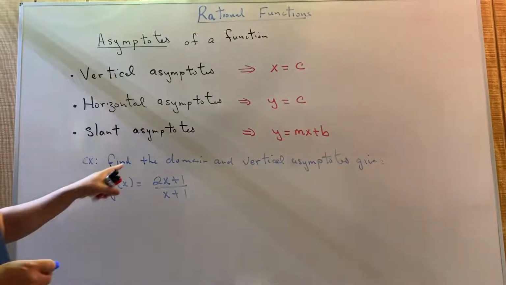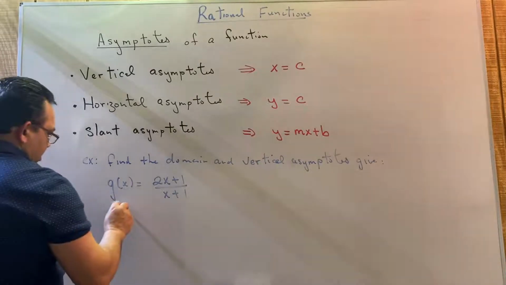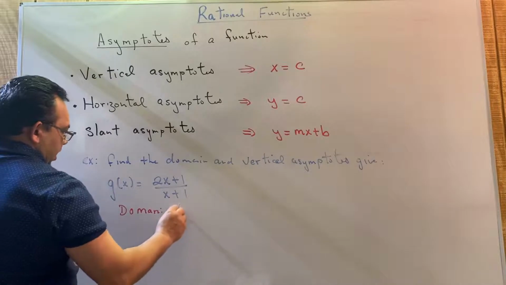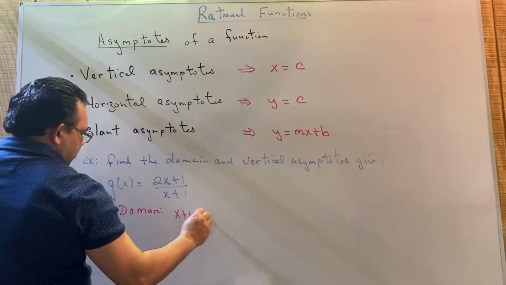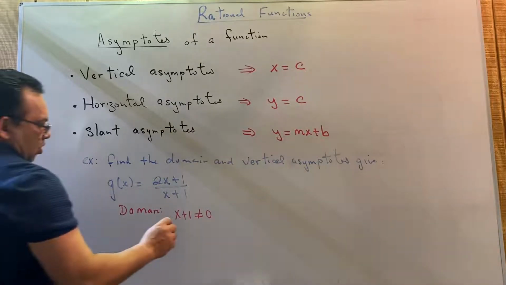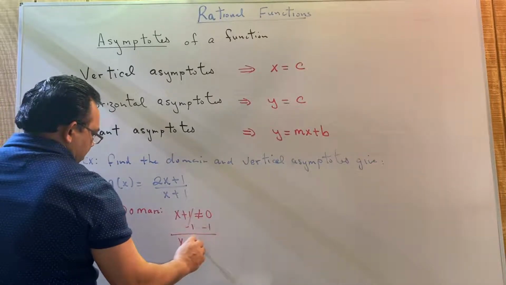Well, we know how to find the domain. For the domain, we said that the denominator cannot be equal to 0. So let's do that first. For the domain, x plus 1 cannot be equal to 0. Right? Anytime it's a rational function, the denominator cannot be 0. And we solve for x. So we subtract 1 on both sides, and we get x cannot be equal to negative 1.